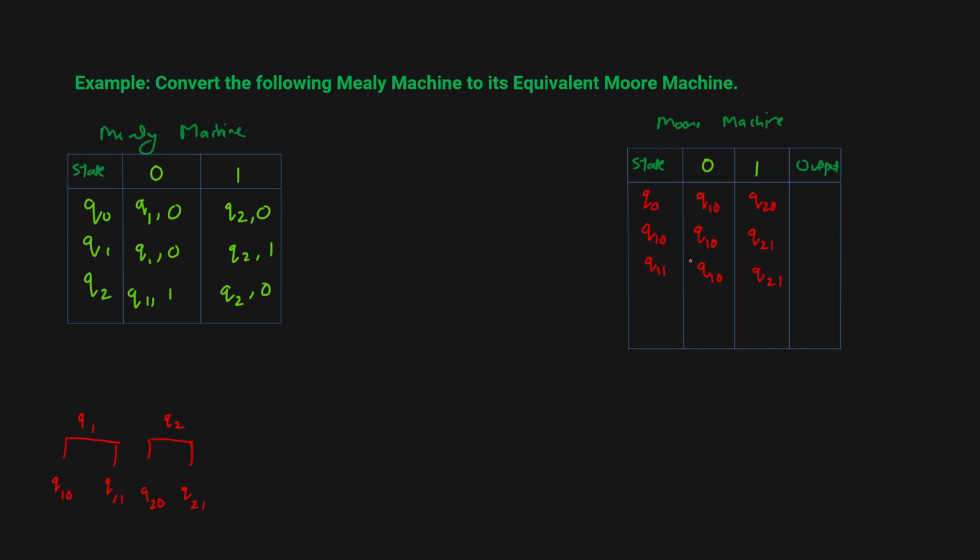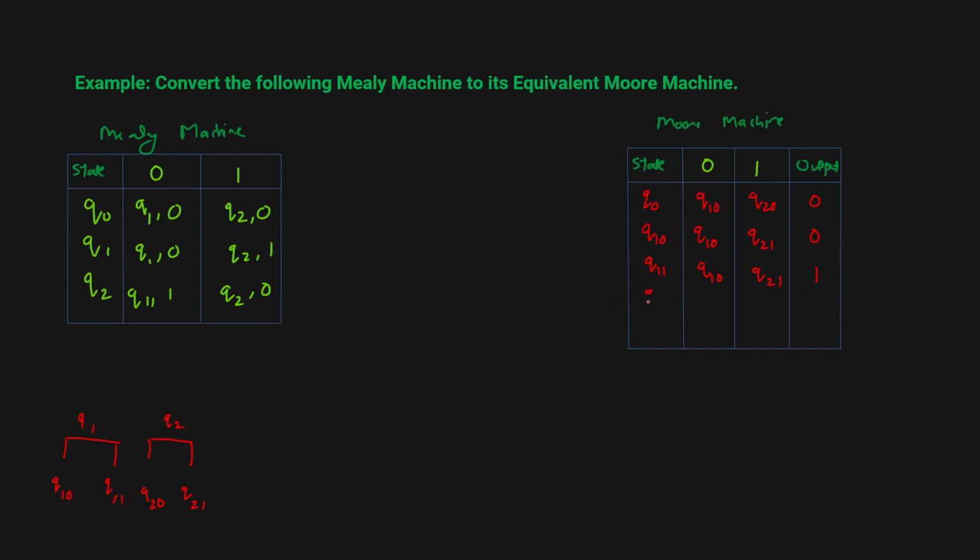Now the only difference over here between Q10 and Q11 is their outputs. For Q10, the output is supposed to be 0. For Q11, the output is supposed to be 1. And in Q0, the output is supposed to be only 0, as we have seen there is no other output. So Q0, we'll just write the output as 0.